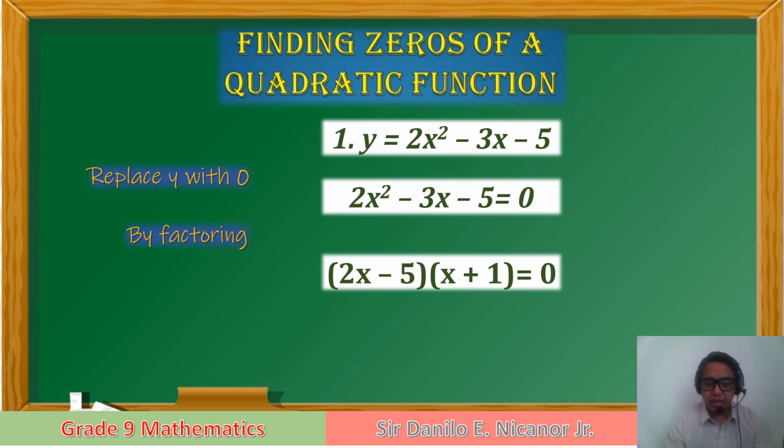Madali lang talaga sa trial and error, kasi 5 tsaka 1 lang naman yun. Pag baliktarin mo lang, 1, 5. Diskarte lang natin yan, no? Pero kung gusto mo systematic, imumultiply mo to dito, yung AC method, magiging x squared.